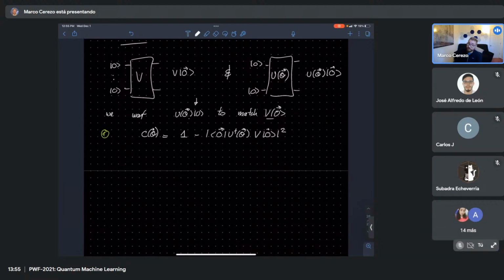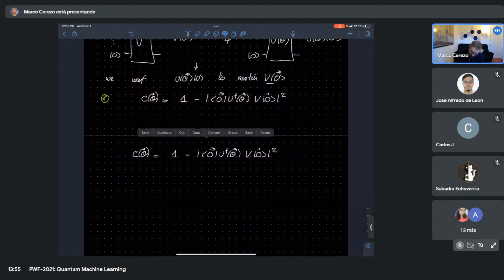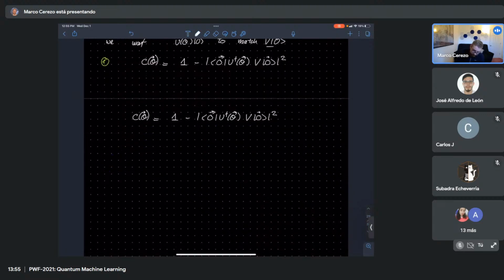But in this case, it's even simpler. There's another way to evaluate this. Why? Because we know this cost function, copy, paste. In principle, how do we evaluate C of theta? So we already know one: we can use the Hadamard swap test, which we already know. We can do the swap test.